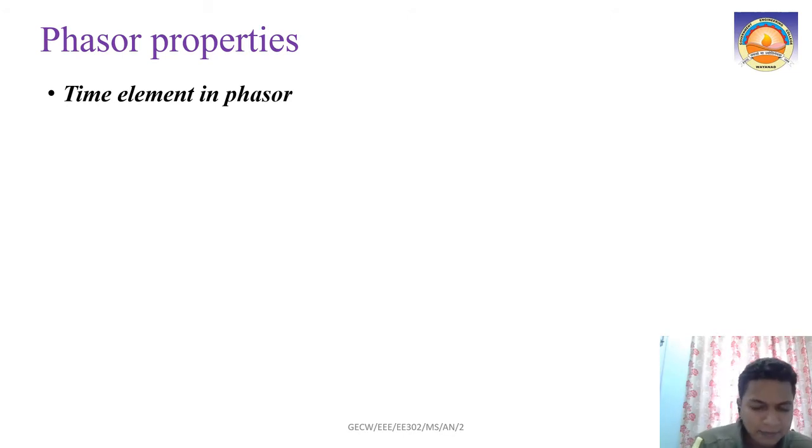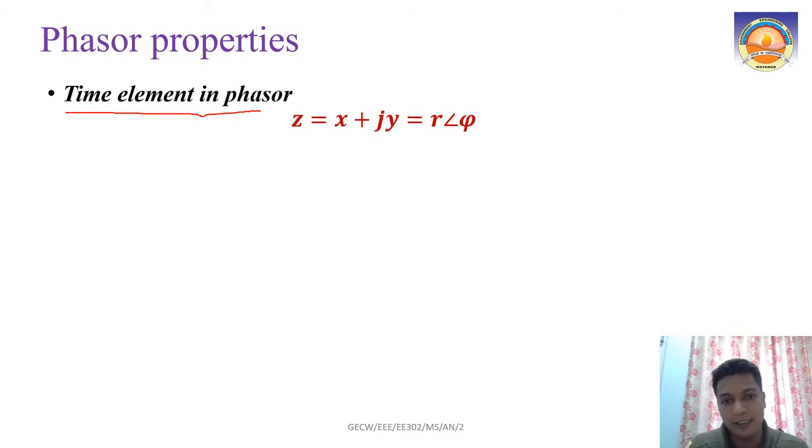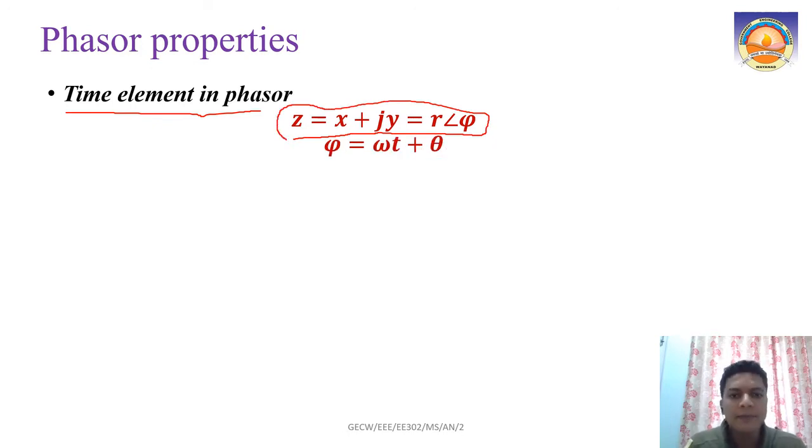Okay. So our general representation of a phasor was Z equal to r e raised to j phi, or r angle phi. In this, phi is where we are adding our time element in our phasor, right? This is our phasor representation: Z equal to x plus j y equal to r angle phi. And this phi we can write as omega t plus theta.